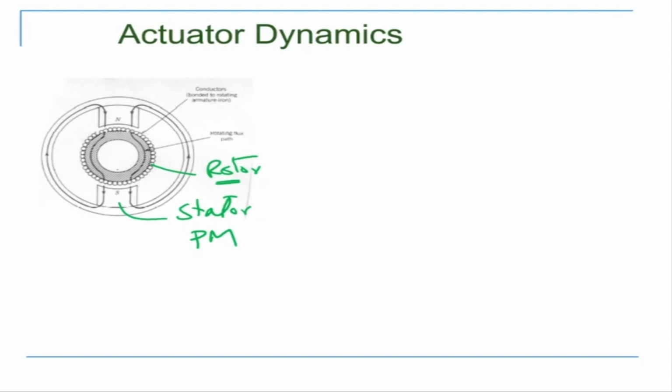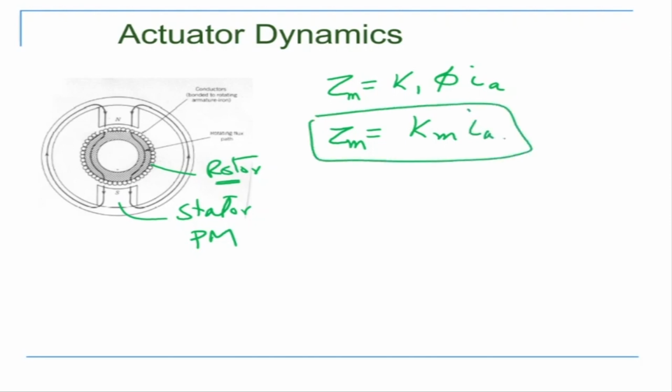Okay, now the torque that is produced by the motor is equal to Ki into phi. Phi is the magnetic flux density, Ia is the armature current, and this can be written as tau m, the motor torque, which is equal to Km, the motor constant, into Ia, which is the armature current. Okay, so this is one equation that we have.